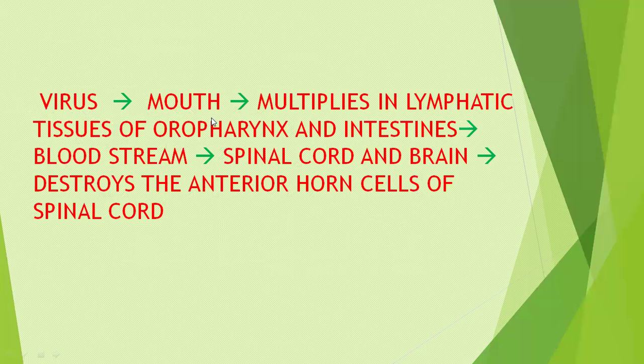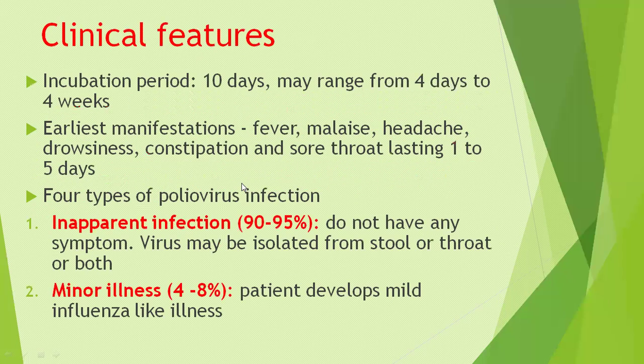The virus enters by the mouth and multiplies in the lymphatic tissues of the oropharynx and in the intestines, and there it enters into the bloodstream. Along with the bloodstream, it reaches the spinal cord and brain, and destroys the anterior horn cells of the spinal cord. Next, clinical features.